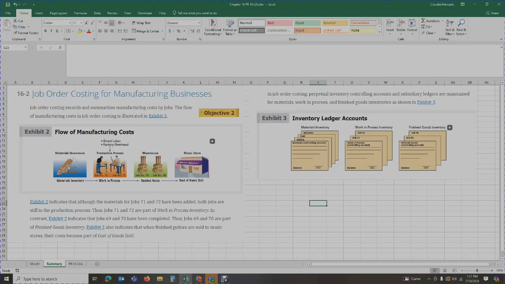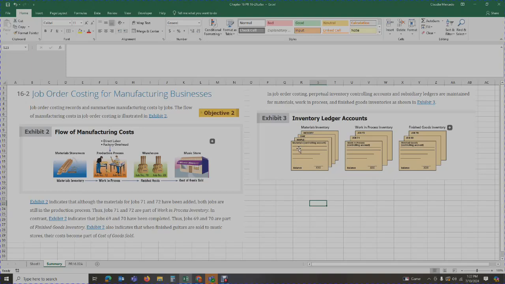In job order costing, perpetual inventory records are maintained for materials, working process, and finished goods inventory. So we keep a record for each of the jobs. Here we have materials. We have the different types of materials that we're using. For example, we have hickory, oak, maple, so on and so forth, the different types of woods. Maybe some guitars are made out of hickory, others are oak, others are maple. It just depends what the customer wants.